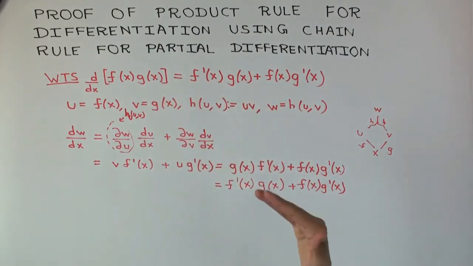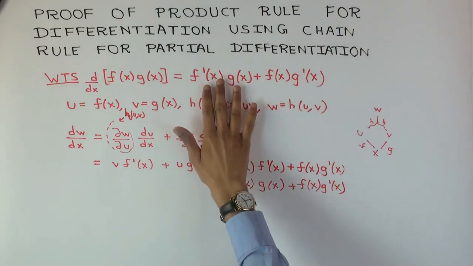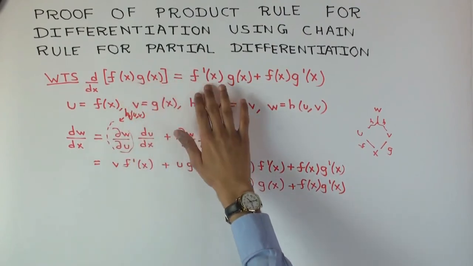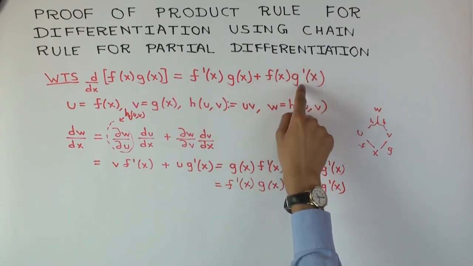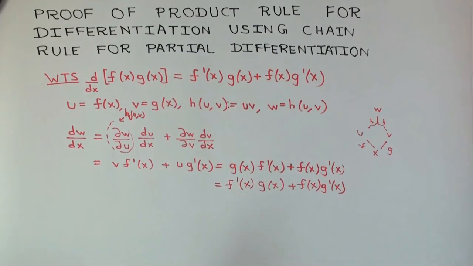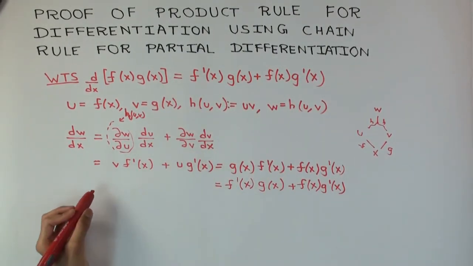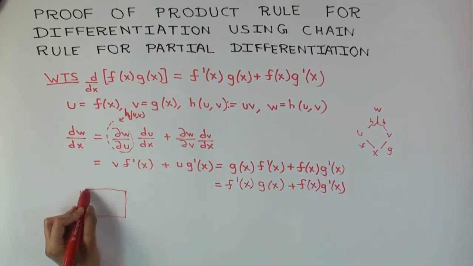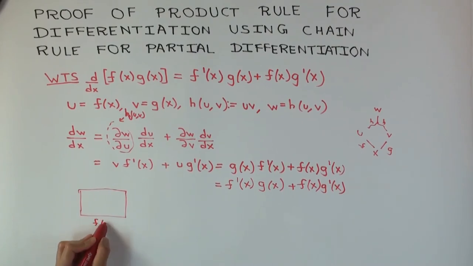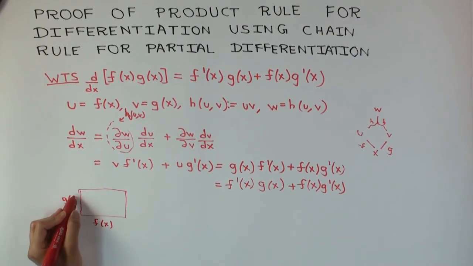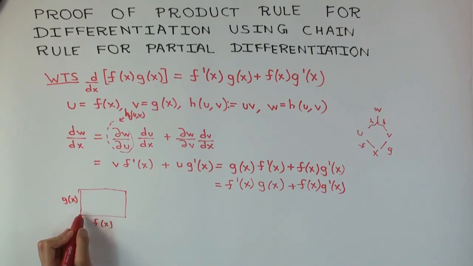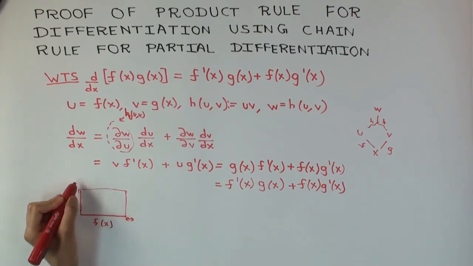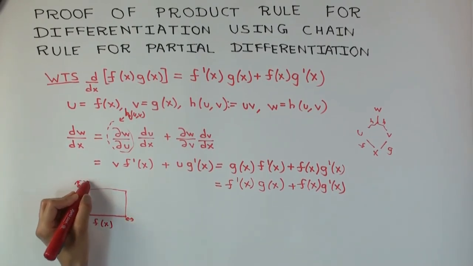So the reason this product rule for differentiation is true is the chain rule. It's basically capturing these two pieces separately. One piece is capturing the change due to changes in f, and the other piece is capturing the change due to changes in g. So maybe I'll make a picture. Imagine that you have this rectangle. You have sides f(x) and g(x). Now I change x a bit. When I change x a bit, then f(x) changes and g(x) changes. So maybe f(x) changes a bit and g(x) changes a bit. Okay, so now I get a new rectangle.